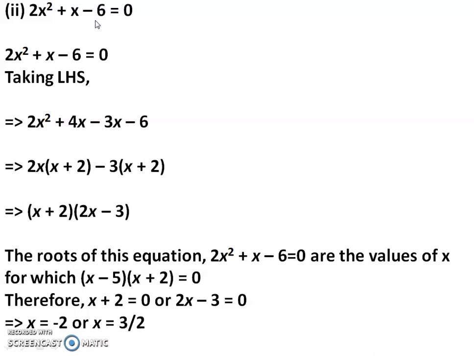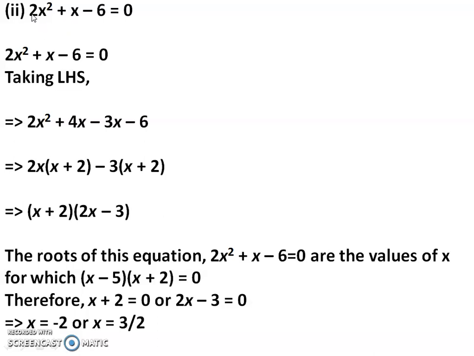The first step you have to do is find the product of a and c. What is that? 2 into negative 6. What is 2 into negative 6? 2 into negative 6 is negative 12. So you have to split this term in such a way that when you multiply you should get negative 12, and when you add the two numbers you should get positive 1.